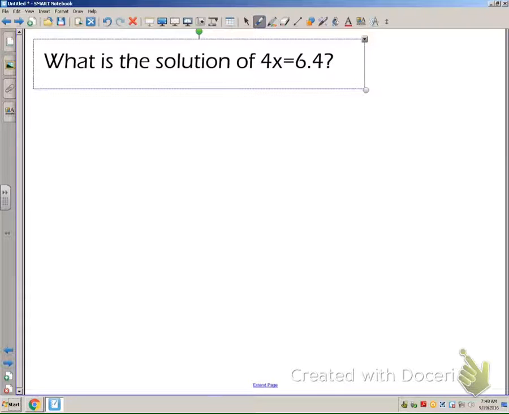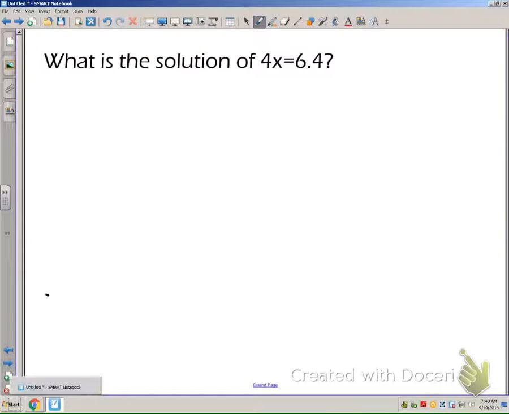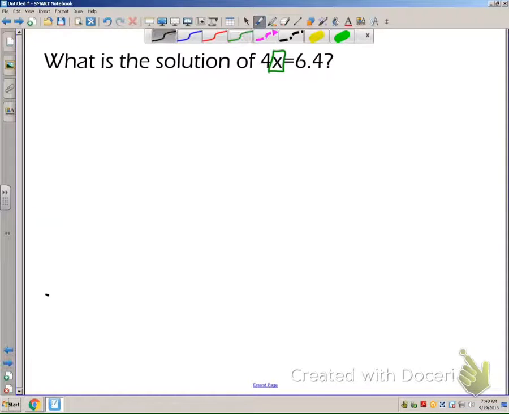Okay, what is the solution of 4x equal to 6.4? Just like we were doing with the inverse operation of addition with subtraction, we use the inverse operation of subtraction for addition. This time I'm going to find my variable. It's the x. And I'm going to think about what is happening to that x. Well, if I look carefully at this, it's being multiplied by 4. So what can I do to undo that multiplication? What would be the inverse operation of multiplying? Well, the opposite of multiplying is dividing. So the inverse operation of multiplication is division. So I'm going to divide both sides by 4.